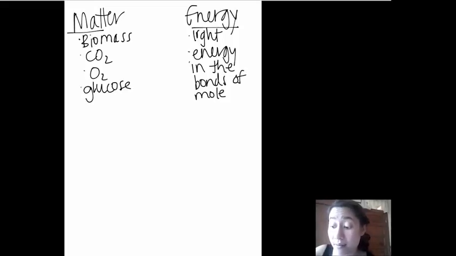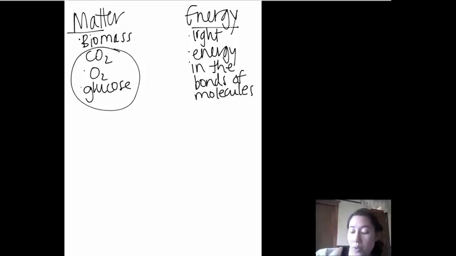So to be clear, carbon dioxide, oxygen, and glucose are not energy, but they do have energy inside their molecular bonds, okay? So I saw people using these words interchangeably, and they're not really interchangeable. What we know is that organisms are using the energy that's in the bonds of these molecules in order to power their cells, specifically energy that is in the bonds of glucose. Energy in the bonds of glucose is being used to power their cells.